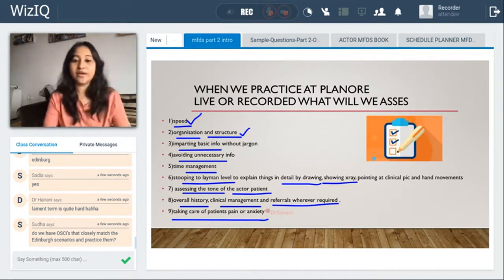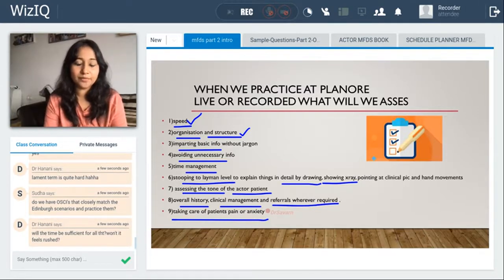In some cases, we will be seeing one sample OSCE today, so you would understand what I'm trying to say about taking care of pain or anxiety. If the patient has come to you with pain, because you have other complaints as well, do not forget the basic thing that they have come to you with. If they have come with pain, make sure that you're treating the pain, because that is the patient's most important complaint, right?